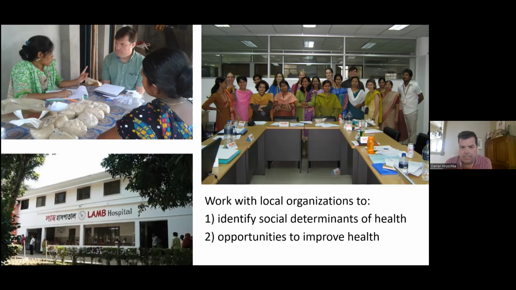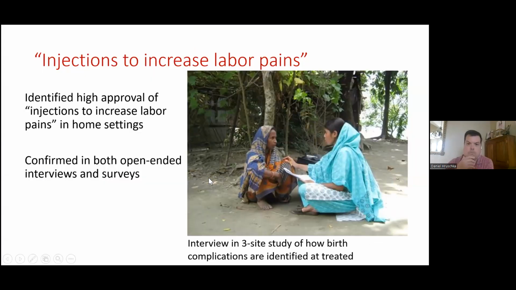And I work with local organizations to identify social determinants of health and disease, and also try to identify opportunities to improve health. And I'm going to describe one case study from about 7 to 12 years ago that we started working on.